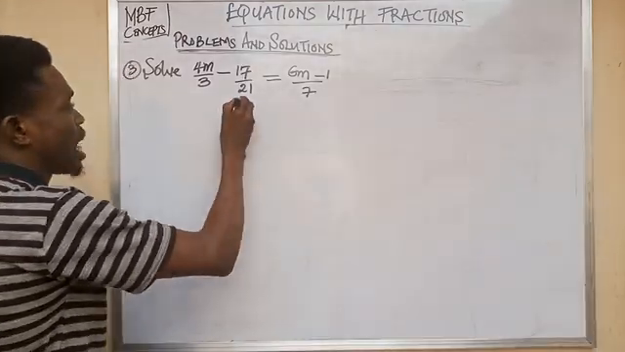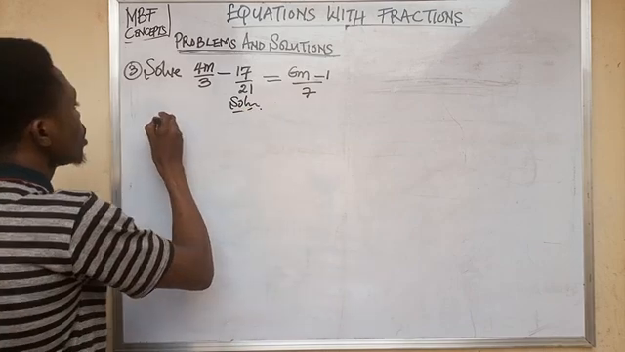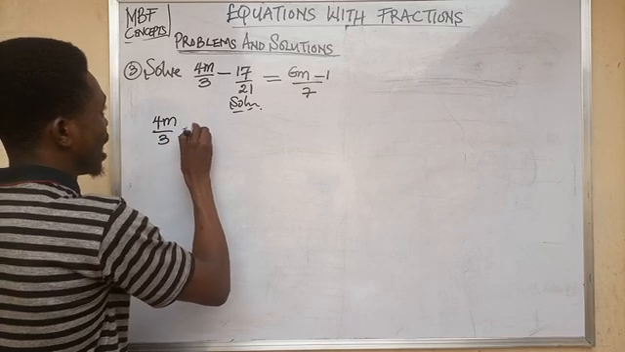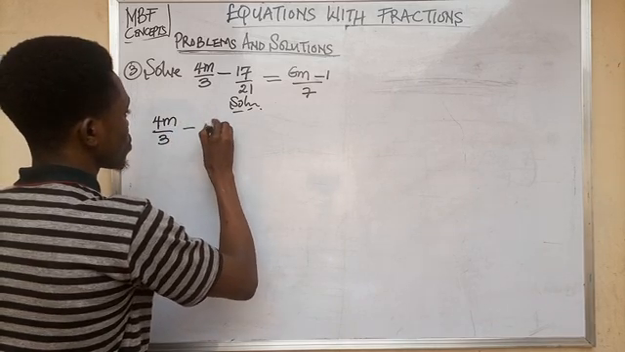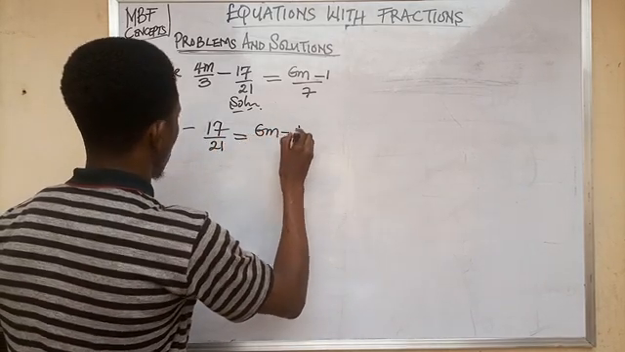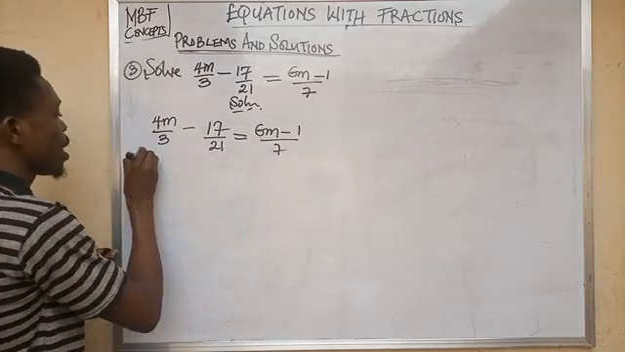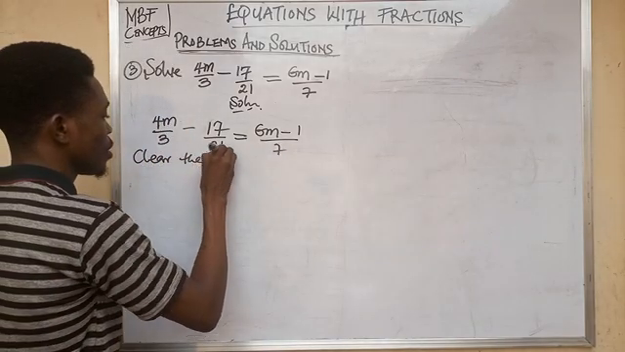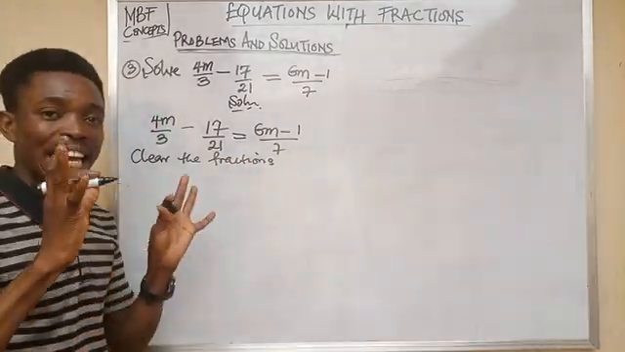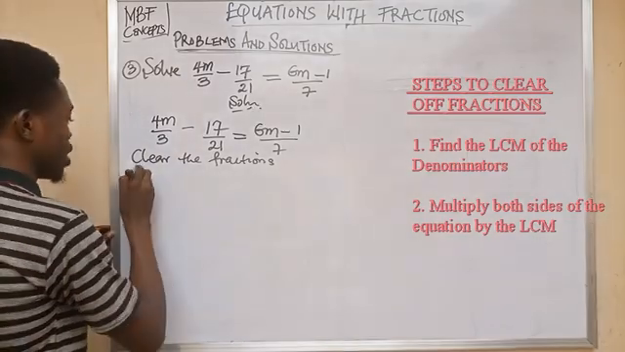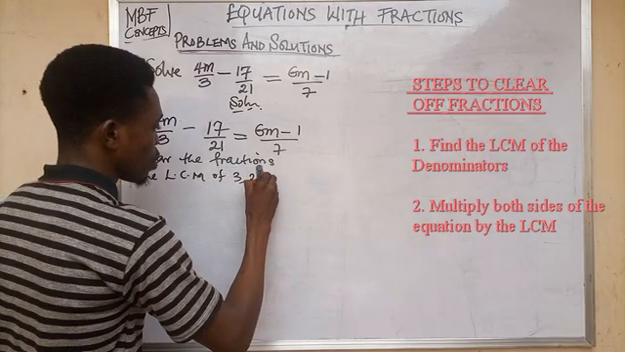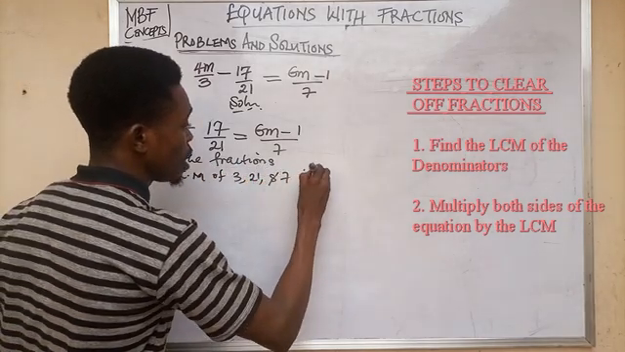Alright, so we have the solution here. This is 4m over 3 minus 17 over 21 is equal to 6m minus 1 all over 7. So we therefore say clear the fraction. To clear the fractions, we need to find the LCM of the denominators. So the LCM of 3, 21 and 7 is 21.